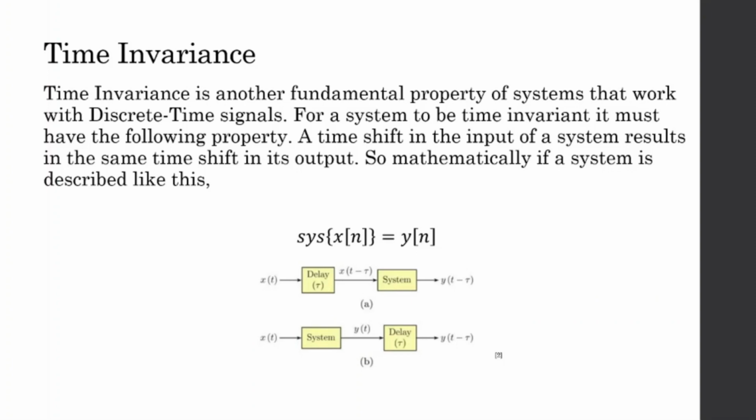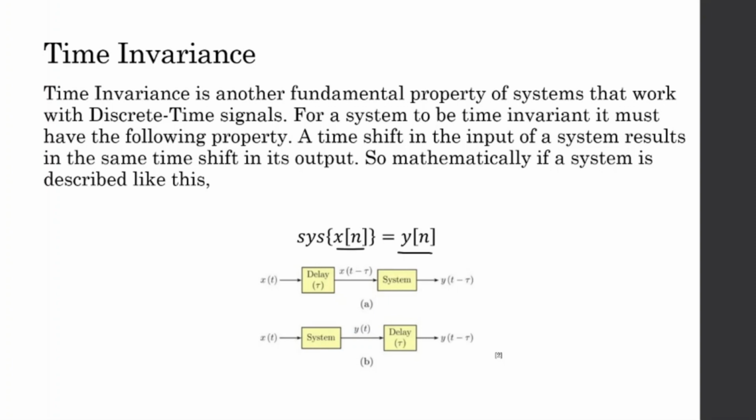Now that we have learned more about linearity, let us move on to the second property of these systems, time invariance. Time invariance means that a time shift in the input of a system results in the same time shift in its output. So let us suppose that y[n] is the output of a system with the input x[n].